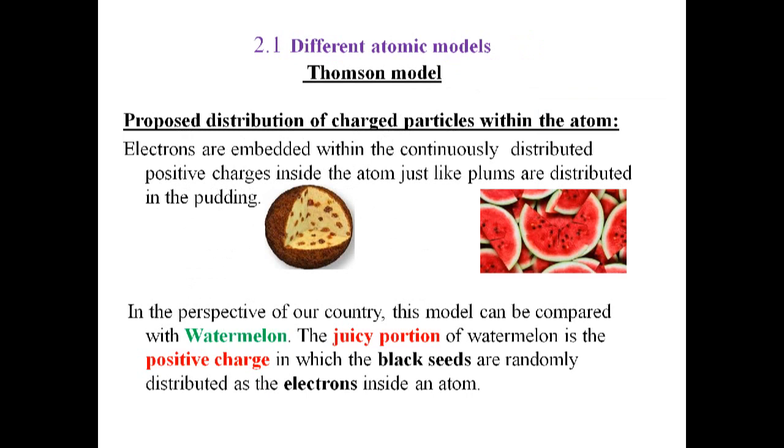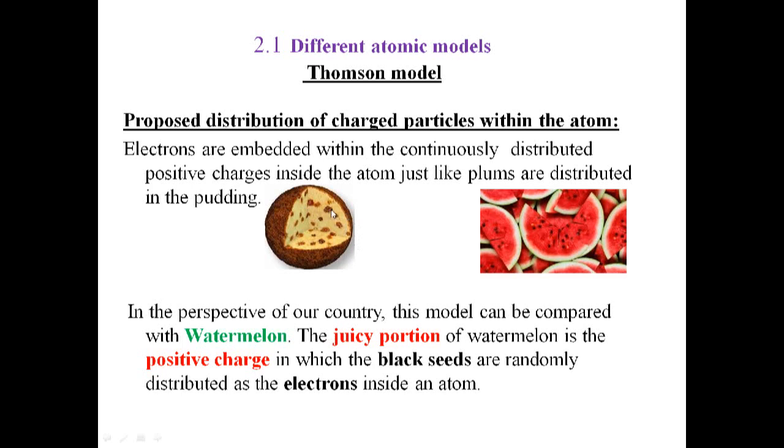Thomson's distribution of charged particles within the atom: electrons are embedded within continuously distributed positive charges. That means his concept was that the positive charge is distributed continuously and the negative charges are distributed discretely. And he explained his concept using a plum pudding model, as you see here in the first figure, the figure on the left side.